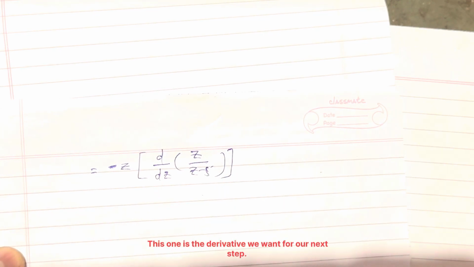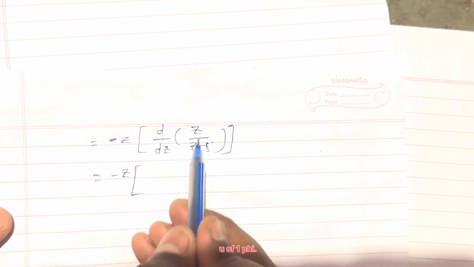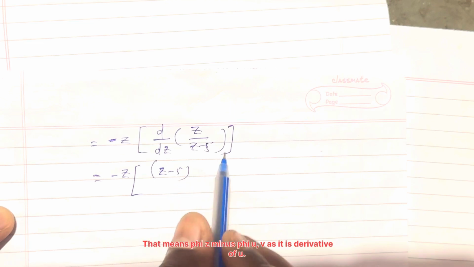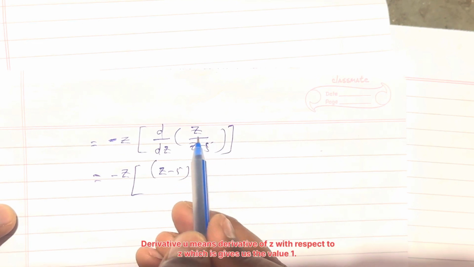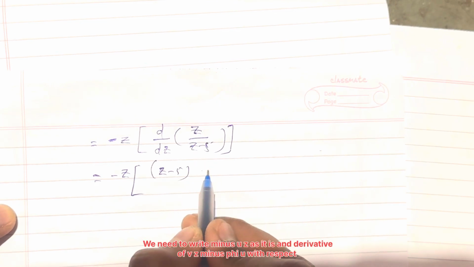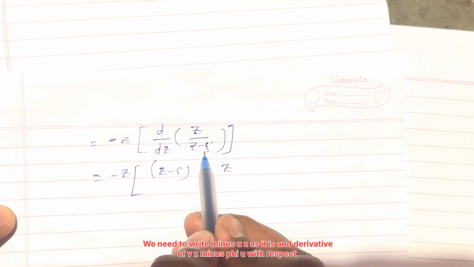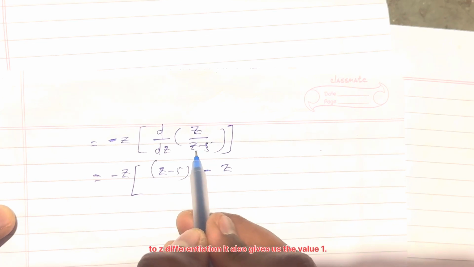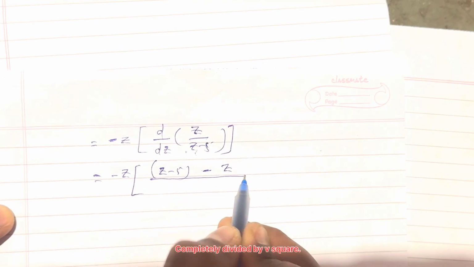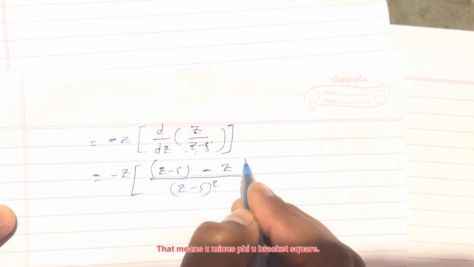This is the derivative we want for our next step. Minus z, keep as it is. Okay, u upon v, that means v is z minus 5, as it is. Derivative of u means derivative of z with respect to z, which gives us the value 1, no need to write. Minus u, z as it is, and the derivative of v, z minus 5 with respect to z, also gives us the value 1. No need to write. Completely divided by v square, that means z minus 5 bracket square.